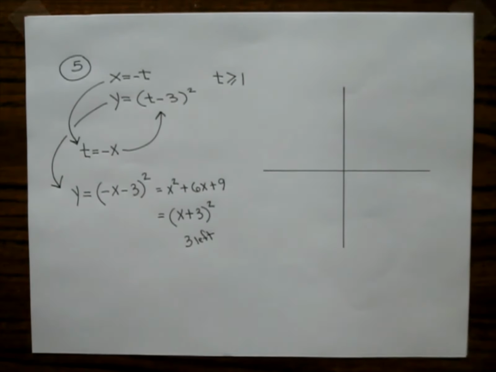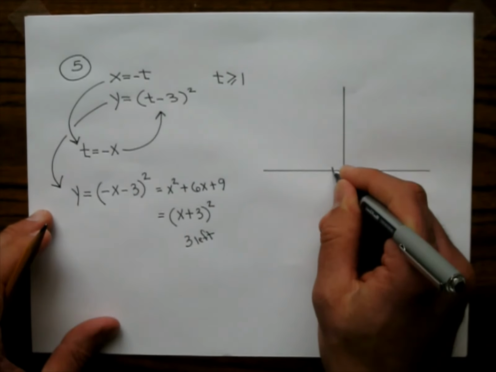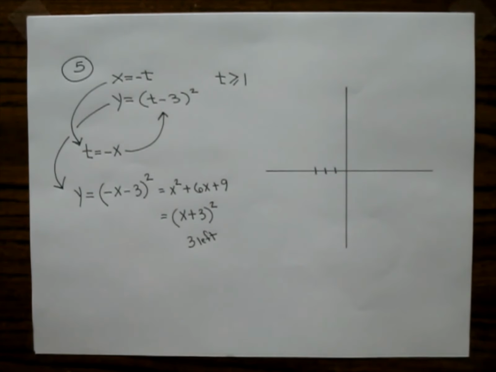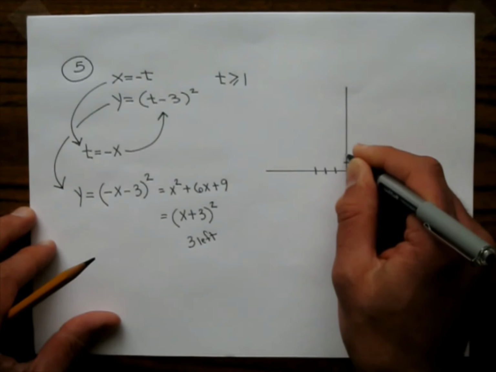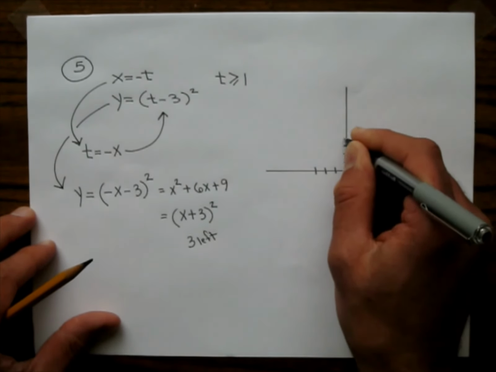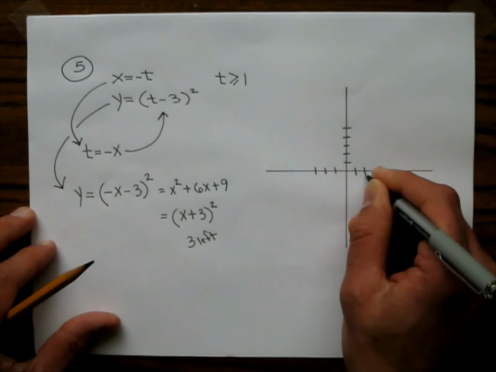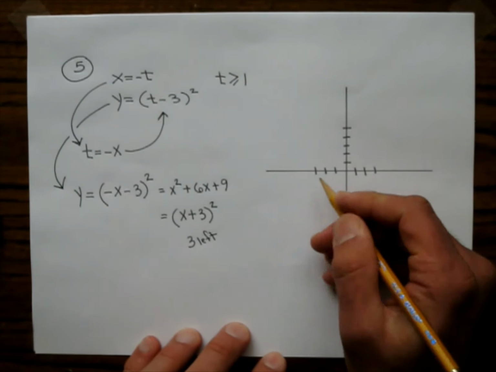Now I'm going to be a little more careful on this one, and I'm going to go ahead and make some tick marks here. So 1, 2, 3, and let's see what we have here. 1, 2, 3, 4, 5. Okay. So this parabola gets shifted 3 to the left. I'm going to do this in pencil. So 3 to the left looks like this.